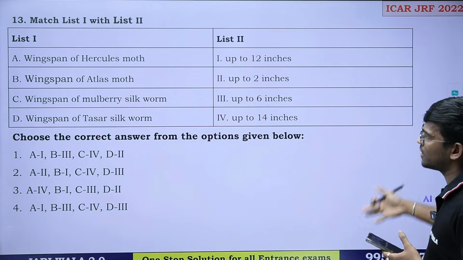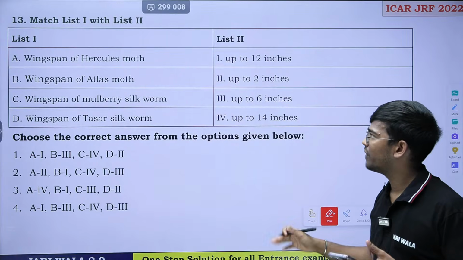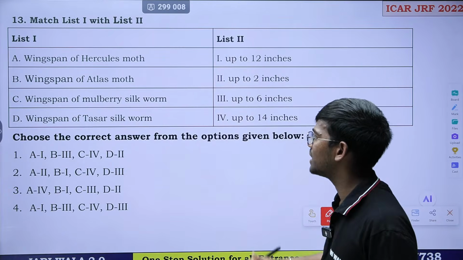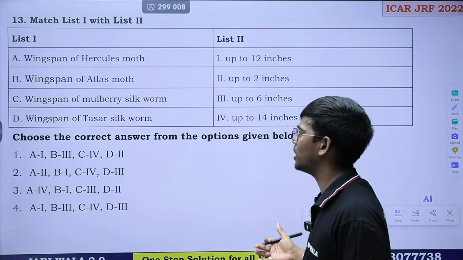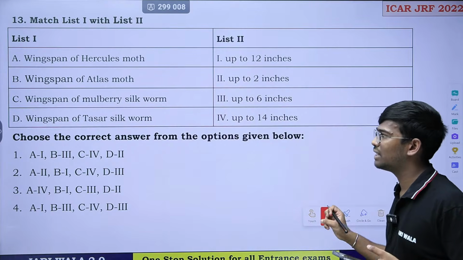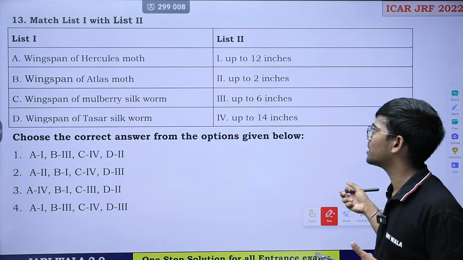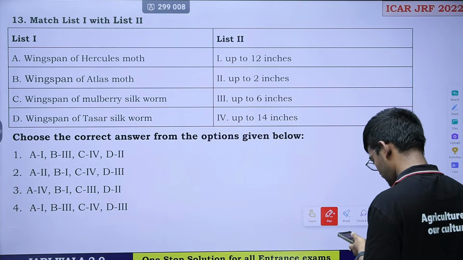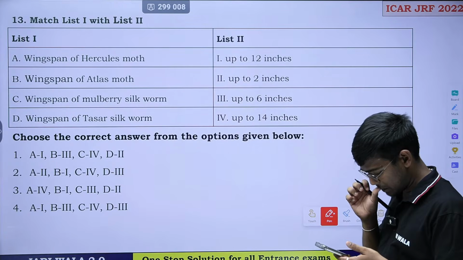Again, one more matching question they gave. Here they are asking about the wingspan and dimensions in inches. We can see the wingspan of Hercules moth, Atlas moth, mulberry silkworm, and Tassar silkworm. On the other side, we can see the dimensions: 12 inches, 2 inches, 6 inches, and 14 inches.